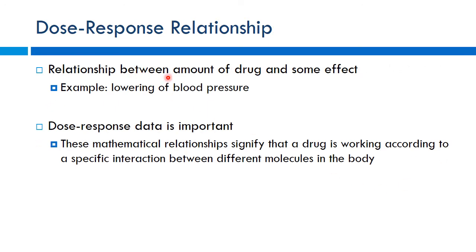So again, there should be a relationship between the amount of drug and some sort of effect I'm going to get out of that. So again, lowering blood pressure, changing your blood sugar, causing you to release more cortisol, whatever it happens to be. And this dose-response data is really important because these mathematical relationships can signify to us how the drug is going to be working according to a specific interaction between different molecules in the body. This can help to inform us of how different drugs maybe interact with one another versus endogenous ligands, all things like that.